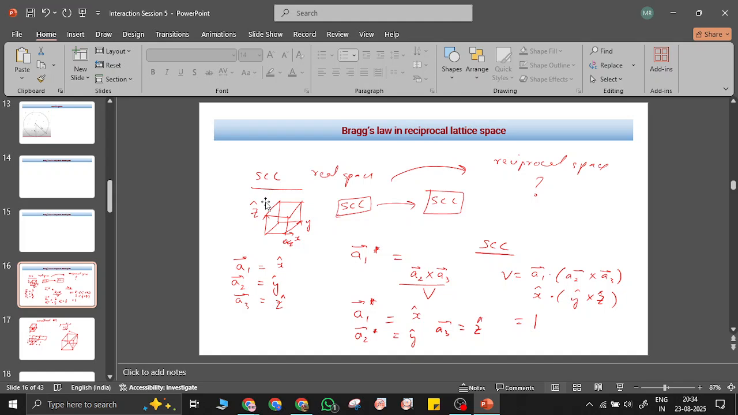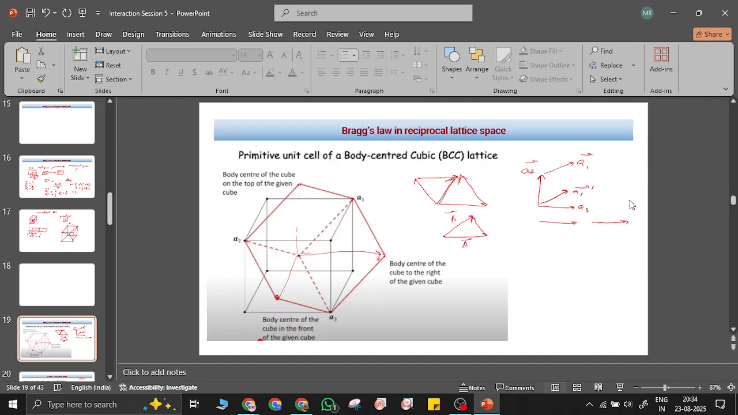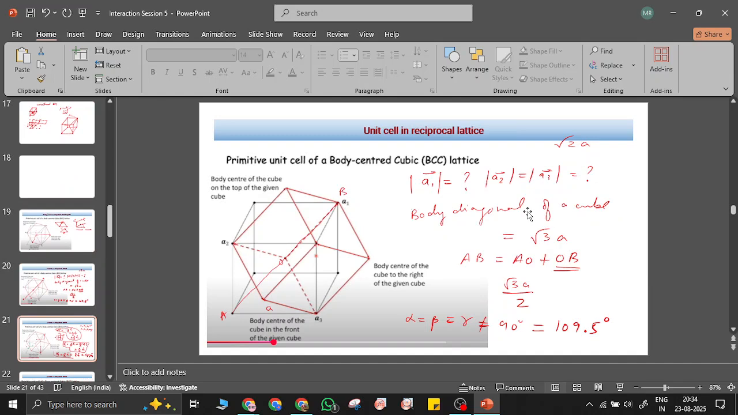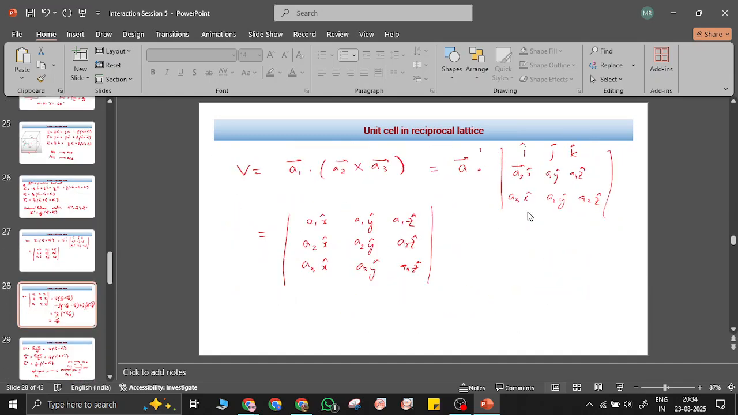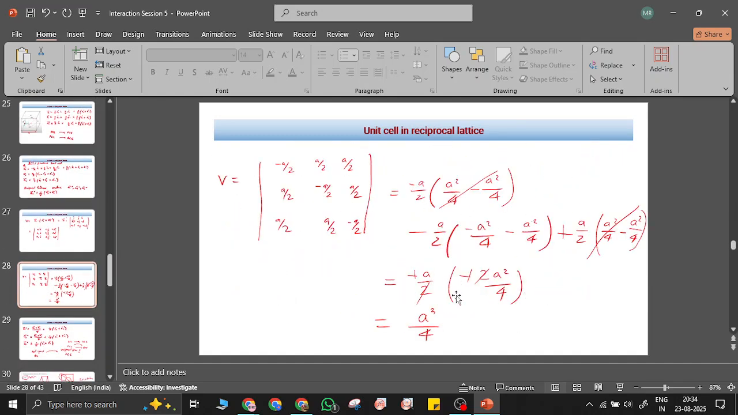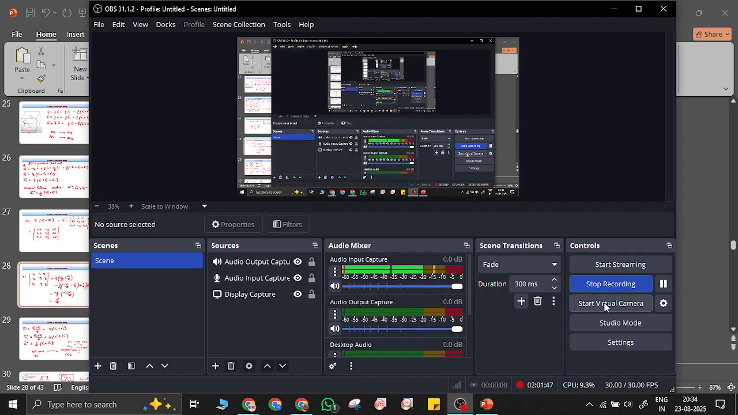And then we saw how SC in real space remains SC in reciprocal space, whereas BCC in real space becomes FCC in reciprocal space, and vice versa. And then we did these questions, right? Okay, so there is no more question. I'll stop the recording.